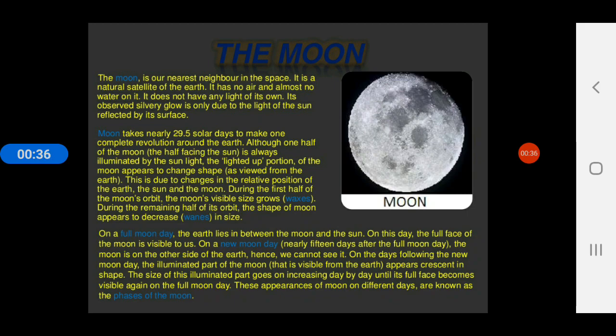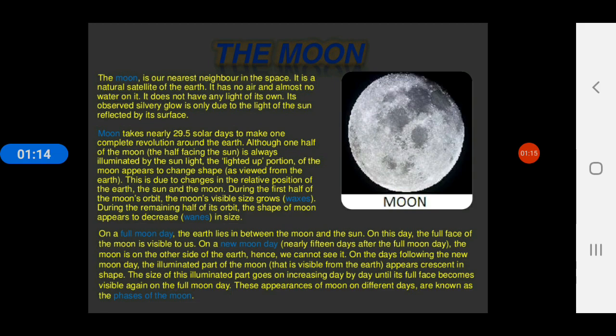Satellite means a relatively smaller heavenly body that revolves around a bigger heavenly body. So, moon is revolving around the earth. It does not have any air or water on it, neither does it have any light of its own. It just reflects the light of the sun falling on it. Moon takes almost 29.9 solar days to make one complete revolution around the earth.